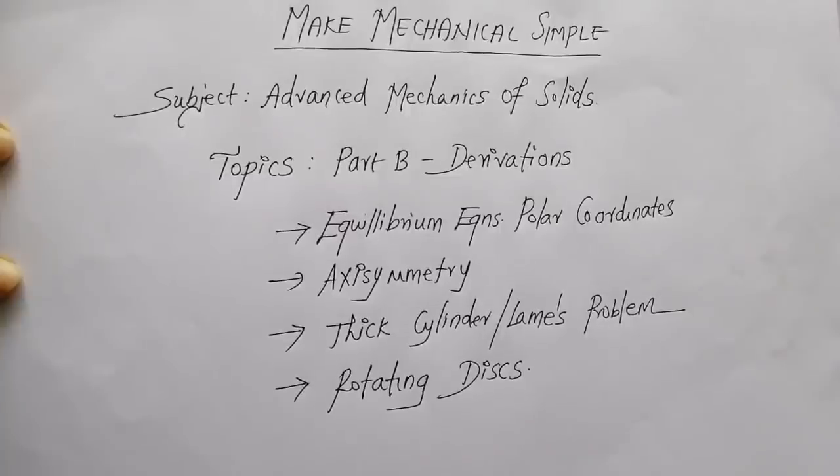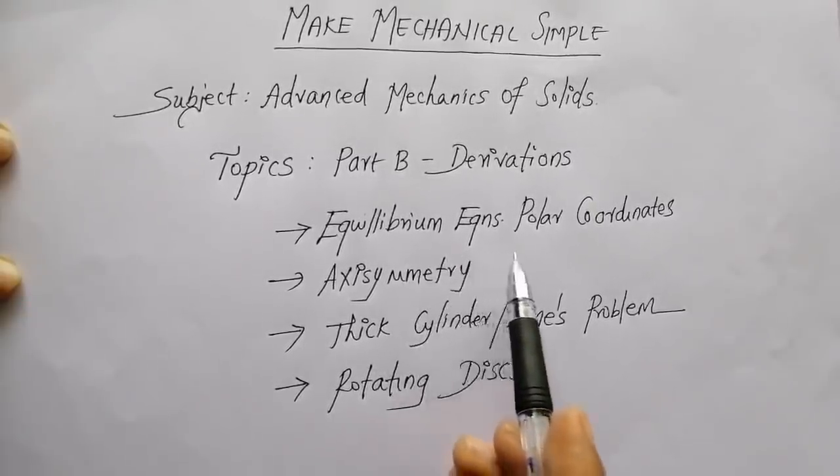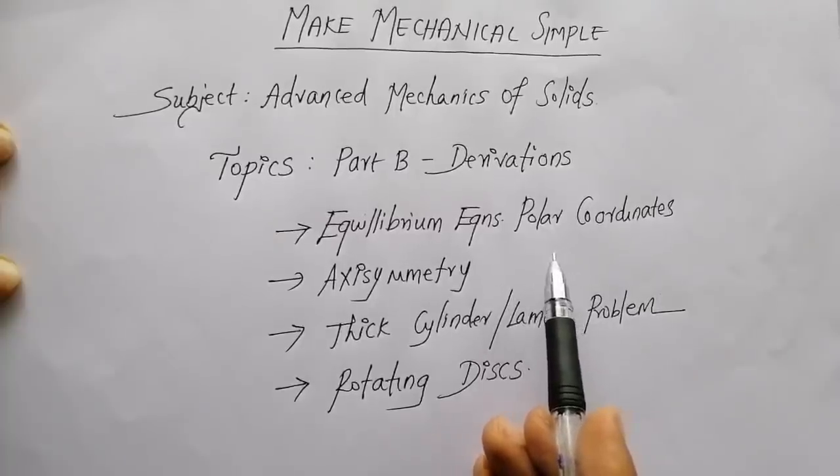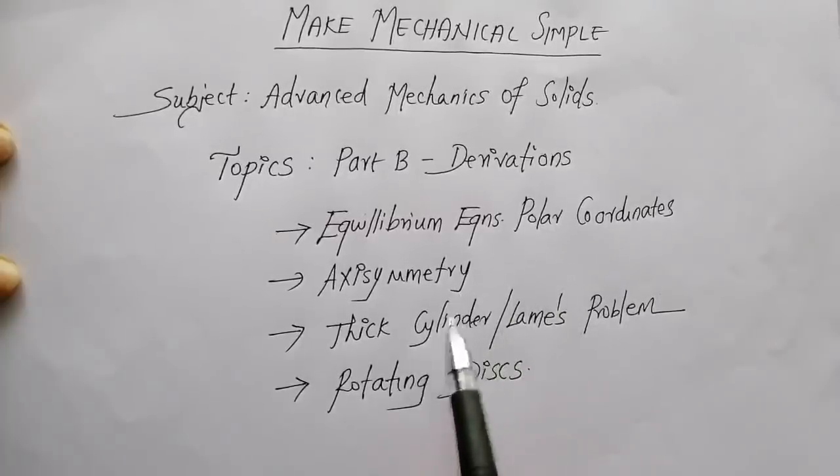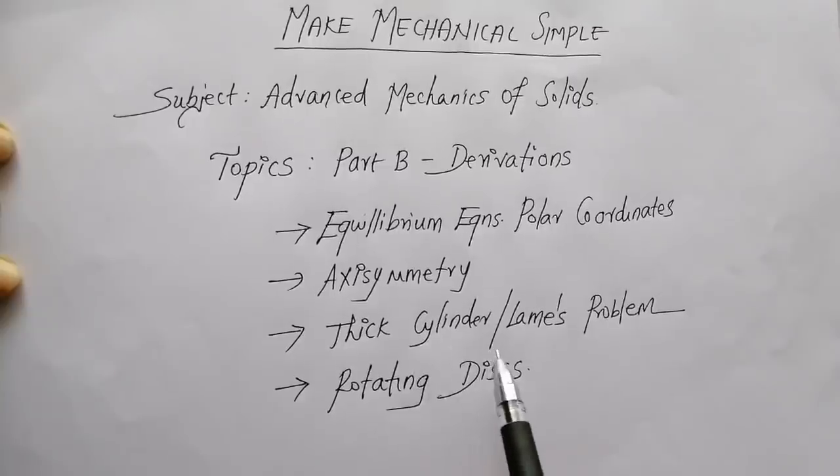Welcome to the Part B lecture of Advanced Mechanics of Solids, comprising the derivations from Part B, in which we are discussing equilibrium equations in polar coordinate system, including axisymmetry and derivations of thick cylinder, otherwise called Lami's problem, and also the derivation of rotating discs.